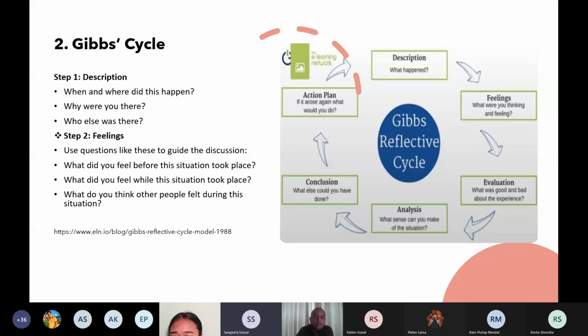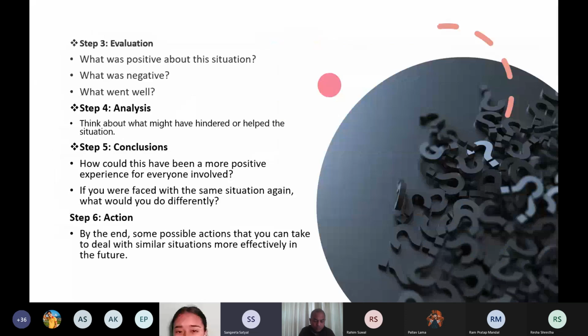And second one is feeling. Here you activate your feeling process, which helps to understand what you felt before, during, and after the situation. It's very important to be honest at this step. Questions like what did you feel before this situation took place, and while it took place, and what do you think other people felt during the situation, are some of the questions that will help for feeling.